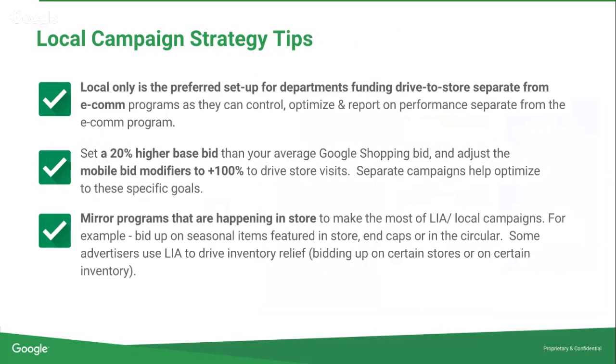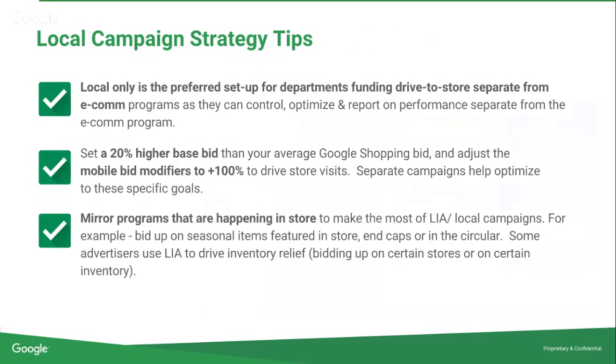This is because, again, these ads will only show in a certain radius around stores. And so it's really important that you are optimized to showing at a more local level. And then setting up separate campaigns here will help optimize for specific goals. The last thing is just make sure you're mirroring specific programs that are happening in store to make the most of LIA and local campaigns.